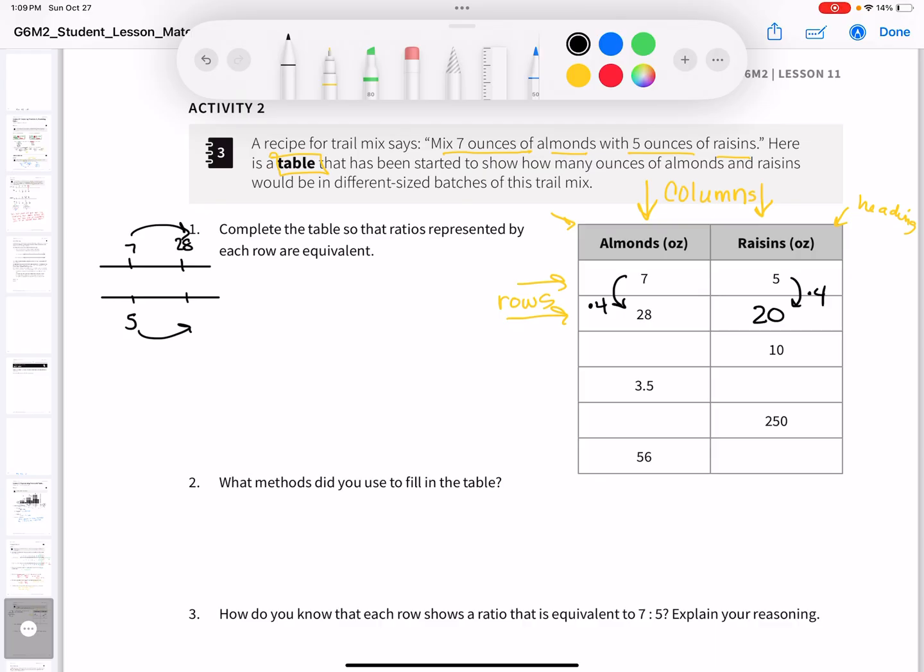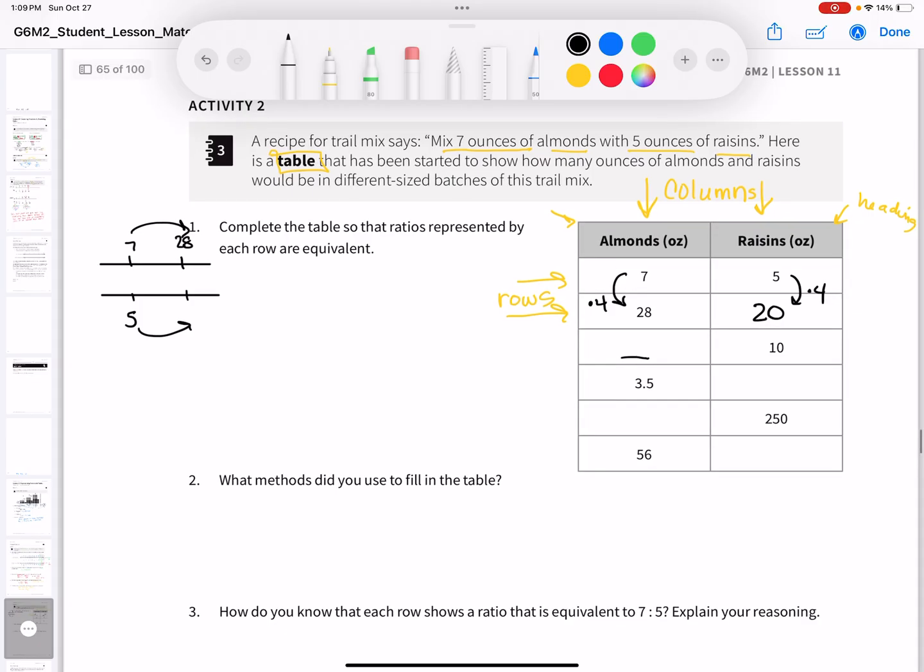Now we need to keep going. Well, I don't know what this is, but I look to the other side and I have a 10 here. So 5 times what gets me 10? 5 times 2 gets me 10. So 7 times 2 is 14. Now, if you notice, these numbers in the table aren't going in order like they did on the double number line. That's okay. The table is there just to keep our understandings in order. Almonds go in the first column, raisins go in the second column. But we can go in any order we want to within the table. So it makes it really nice because we don't have to have this evenly spaced double number line in order to find what we need.